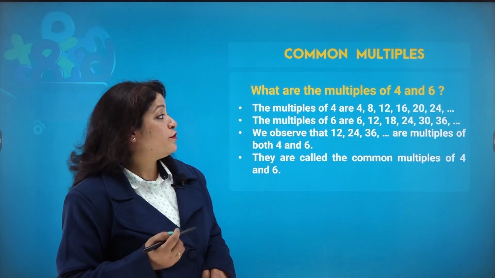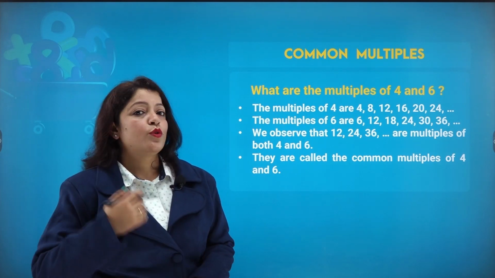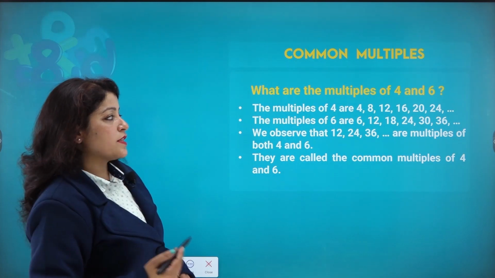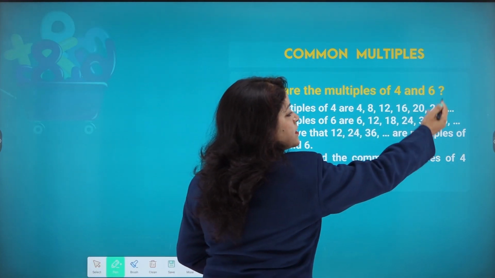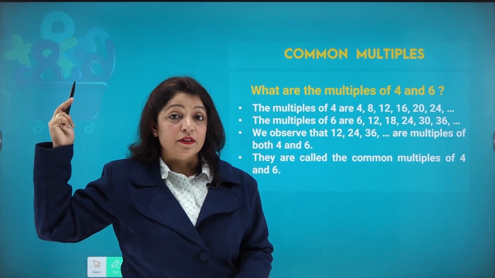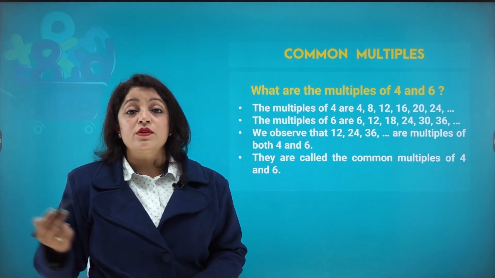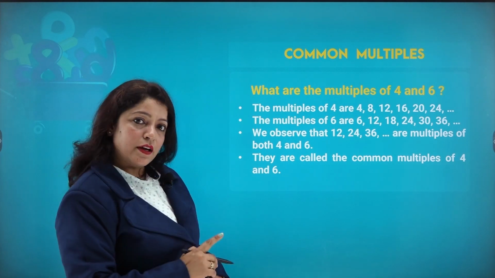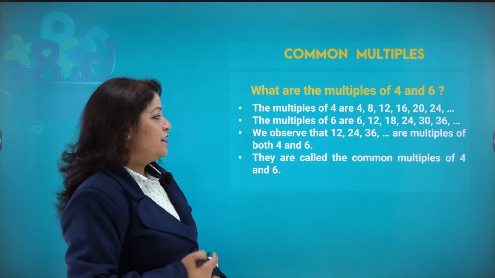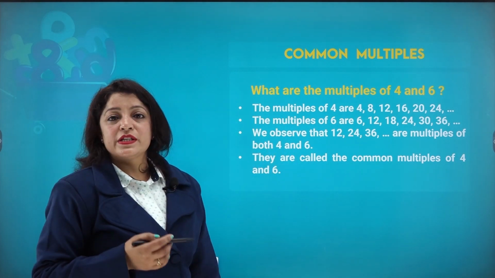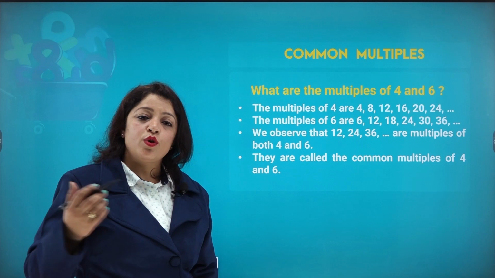What are the multiples of the numbers 4 and 6? So we can write the table of 4 and the table of 6. So 4, 8, 12, 16, 20, 24, they all are multiples. And how many multiples can there be? There can be infinite, because there is no stoppage here, right? There is a starting but no ending when we write the table of any number. Similarly, the multiples of 6 will be 6, 12, 18, 24 and so on.